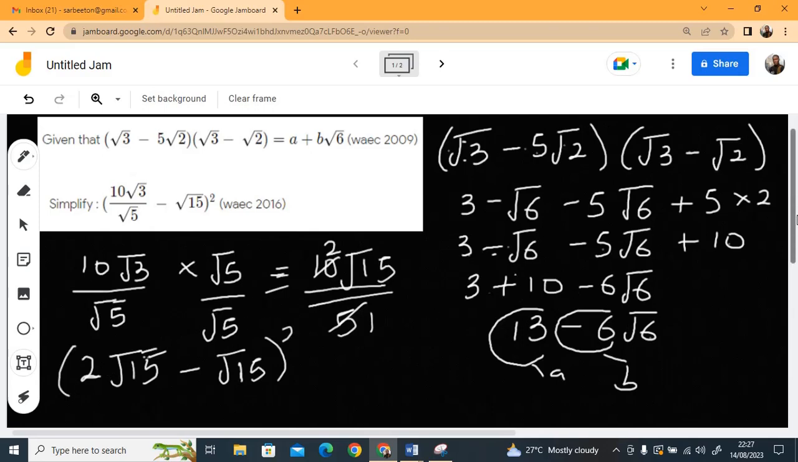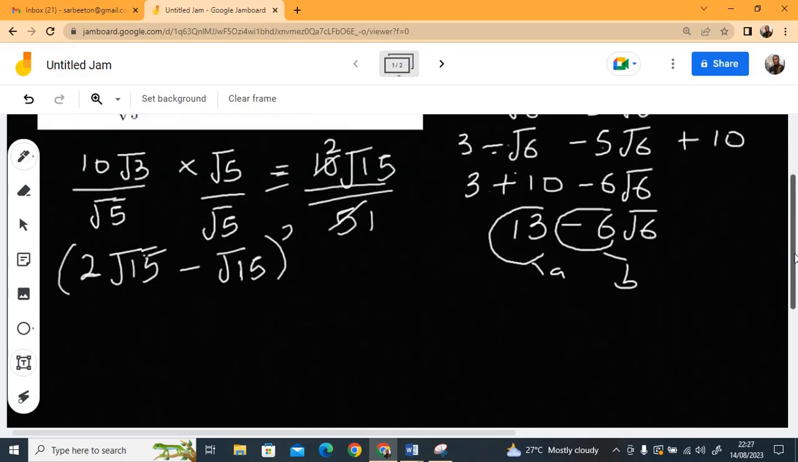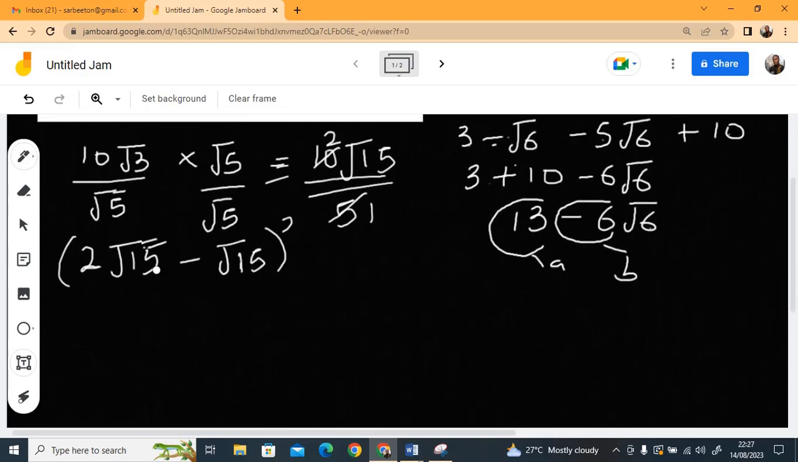Now this one, you can subtract the invisible 1 here, right? And 2 minus 1 is 1. This was just root 15. So root 15 squared. So this 2 will cancel this one, right? So your final answer is 15.